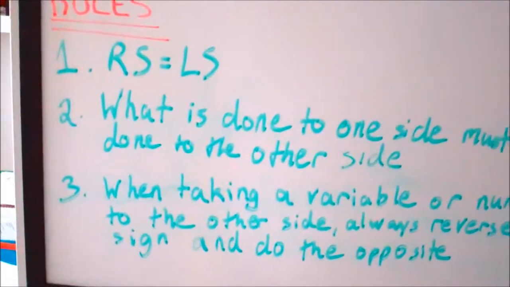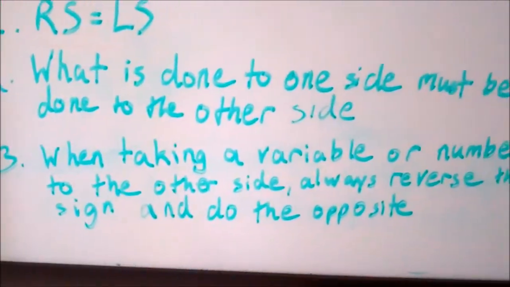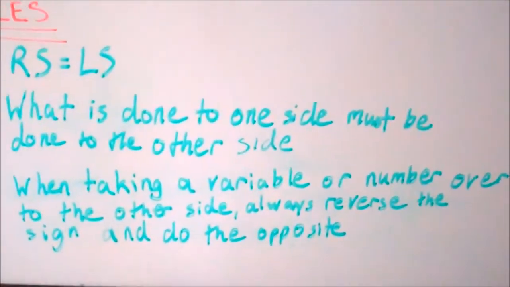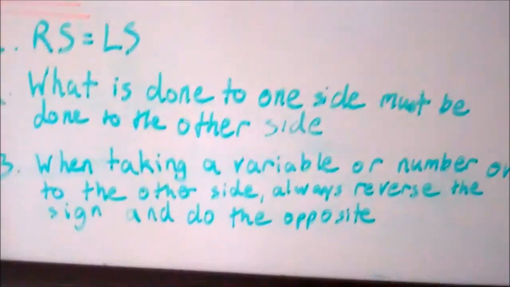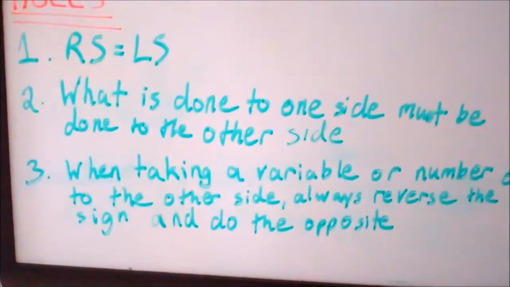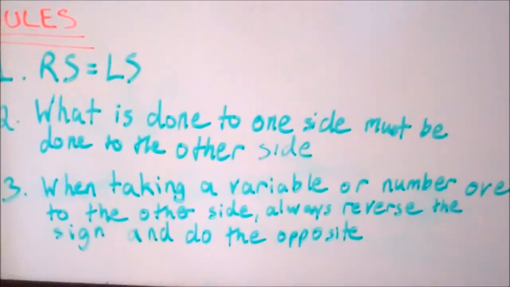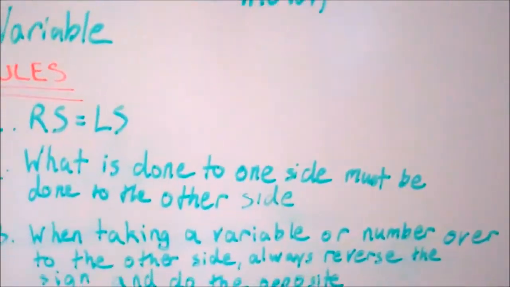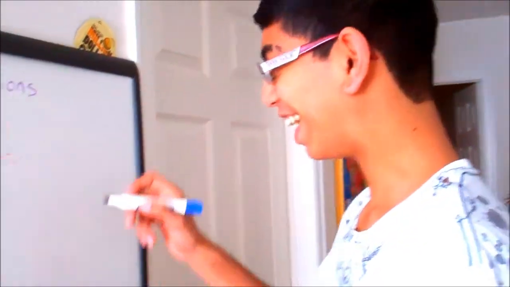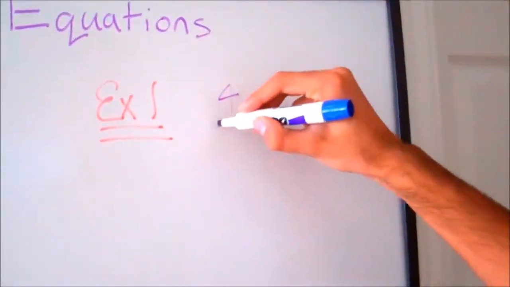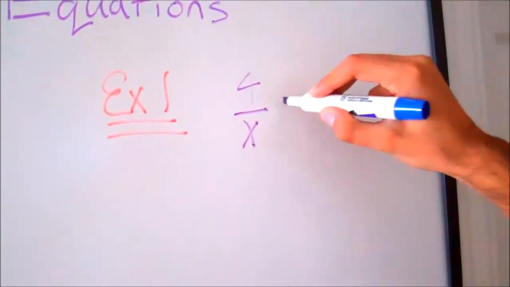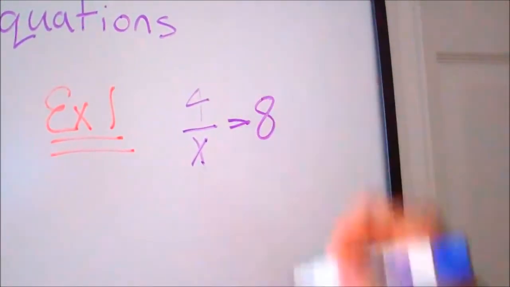And our final rule is that when taking a variable or number over to the other side, always reverse the sign and do the opposite. So I will be explaining that later, but as of right now, we'll start off with something simple that follows rule number 1. This will be example number 1. So let's start off with 4 over x equals 8.